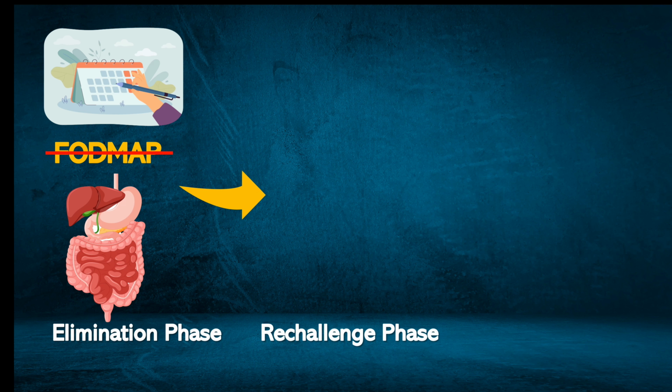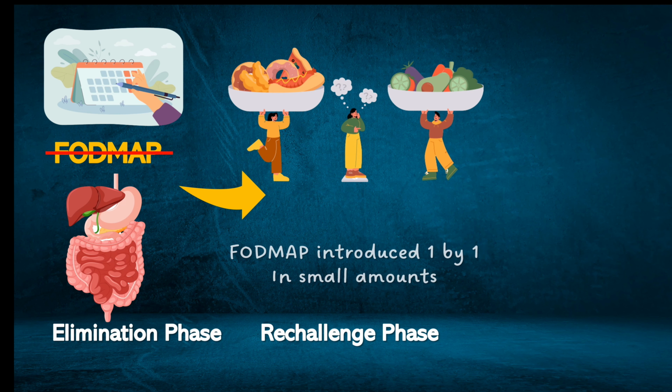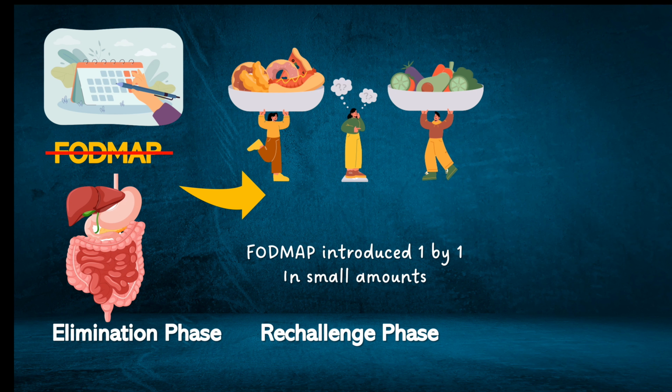Reintroduction phase or re-challenge phase. After the elimination phase, high FODMAP foods are gradually reintroduced one at a time in small amounts over a period of several weeks. This allows individuals to determine their personal tolerance levels and identify which FODMAPs trigger symptoms.